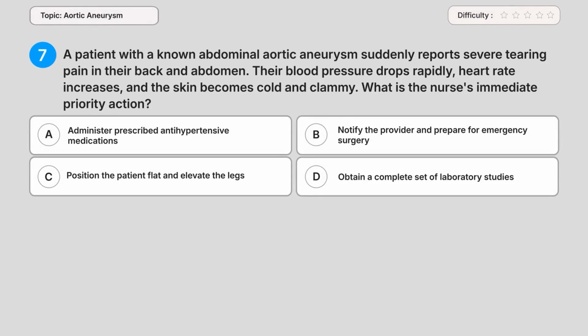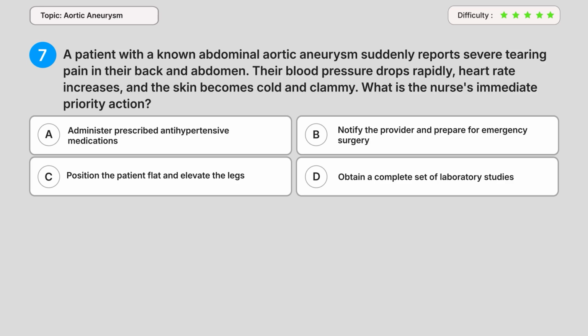7. A patient with a known abdominal aortic aneurysm suddenly reports severe tearing pain in their back and abdomen. Their blood pressure drops rapidly, heart rate increases and the skin becomes cold and clammy. What is the nurse's immediate priority action?